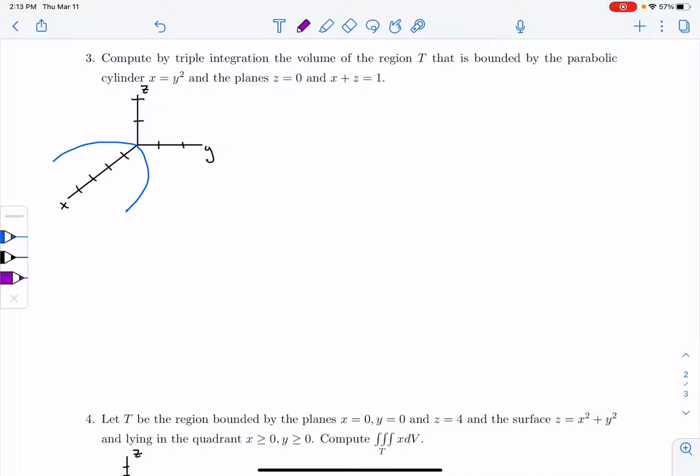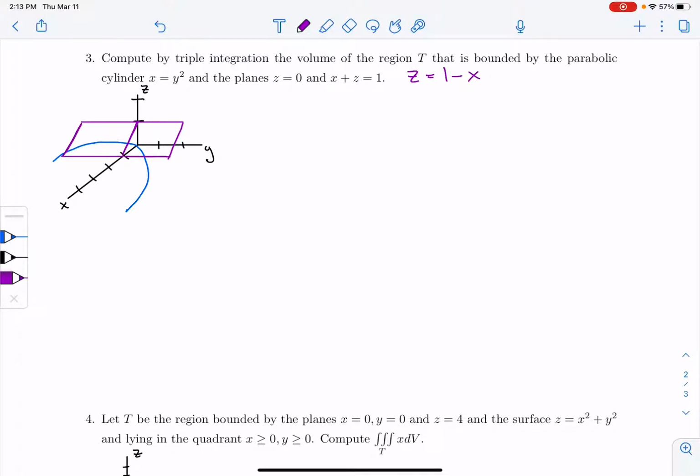And then we're going to look between the planes z equals 0, so that's the xy plane, and then x plus z equals 1. Another way we can write x plus z equals 1 is z equals 1 minus x. So if I plot the line z equals 1 minus x, then I can extend that in the y direction, and I can get a sense of what this plane looks like by extending it in both the positive and the negative y direction.